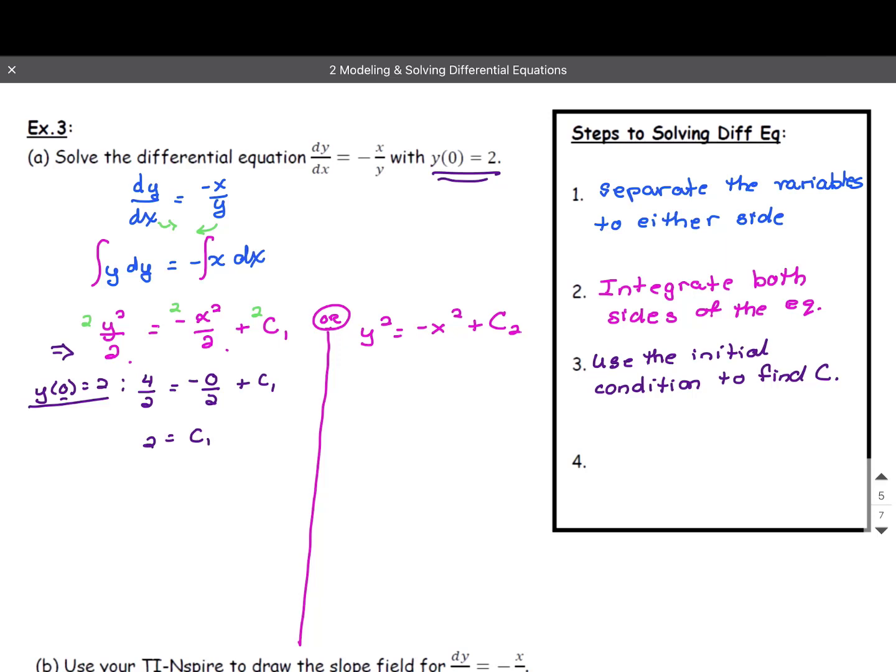On the other side, we substitute in the same point, y of 0 equals 2. Y is 2 squared, which is 4, negative x is 0 squared, plus c2, and this time our constant is 4. So notice we have different constants. Is that okay? We shall see. We also have different equations, so it's probably okay. Now we're going to write the solution.